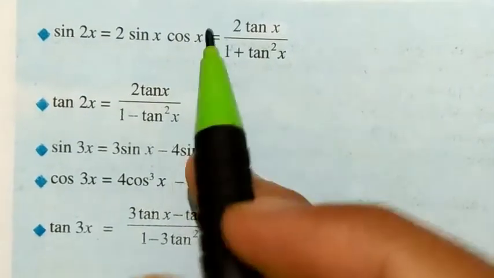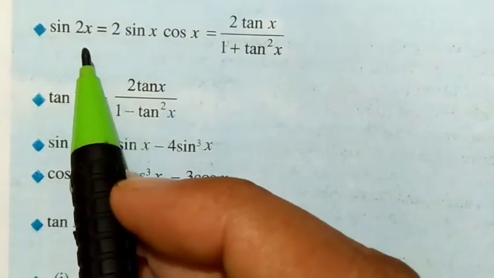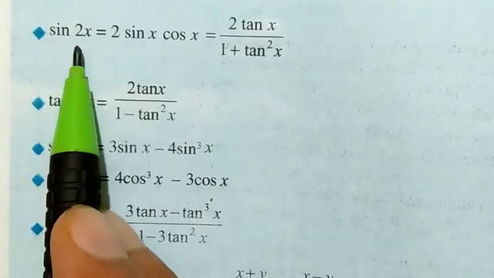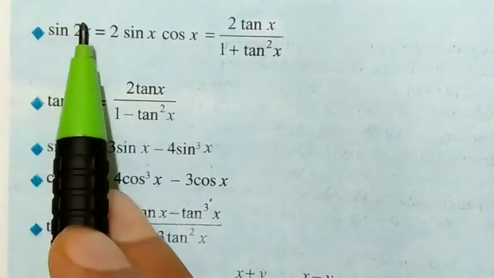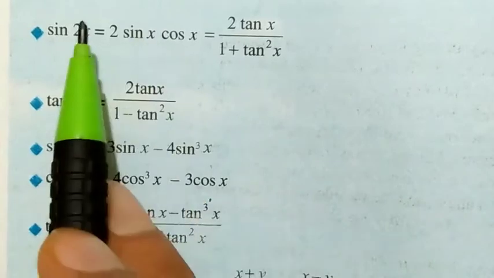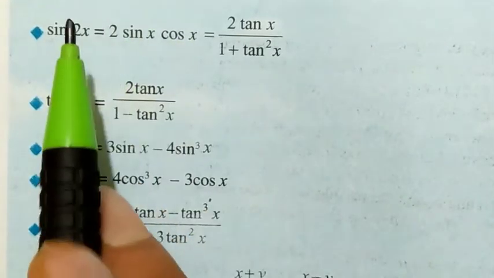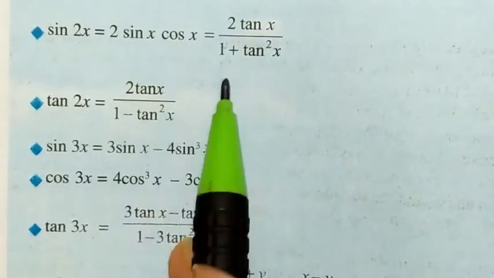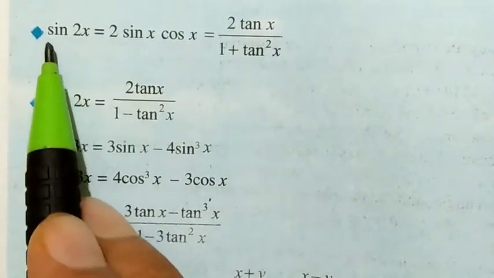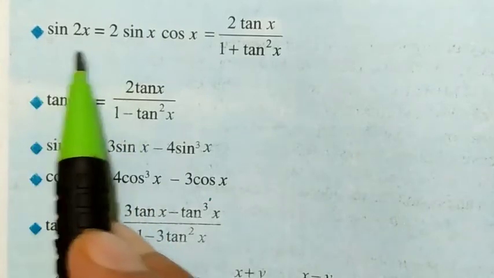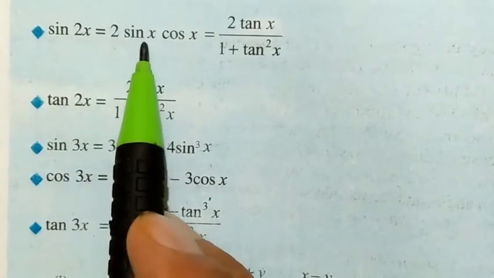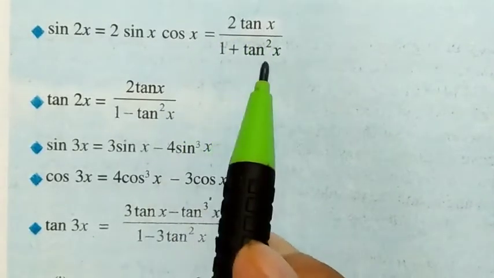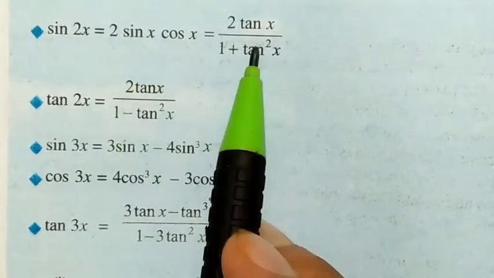In the last formula we have seen in the first part, that is cos 2x. Here it is sin 2x. So cos 2x was cos square x minus sin square x, or 2 cos square x minus 1, or 1 minus 2 sin square x, or 1 minus tan square x upon 1 plus tan square x. Now here sin of 2x. Sin 2x is equals to 2 sin x cos x is equals to 2 tan x divided by 1 plus tan square x. So there are two formulas.